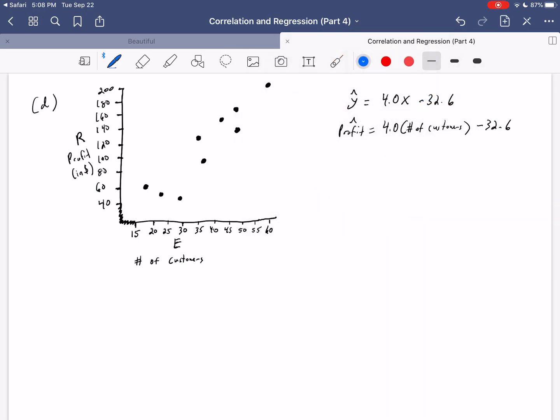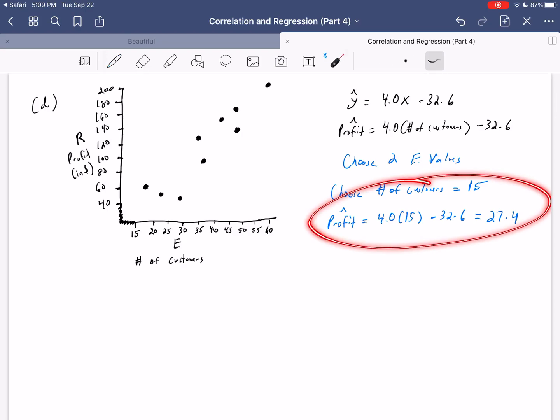All right, so let's choose some values. We need to choose 2 explanatory values. Again, I like to use the ends of my interval, so we can try plugging in 15 and 60. So let's choose number of customers equal to 15, because that would be on the low end of my interval there. So I'd get my predicted profit to be 4.0 times 15 minus 32.6. 4 times 15 minus 32.6 equals 27.4.